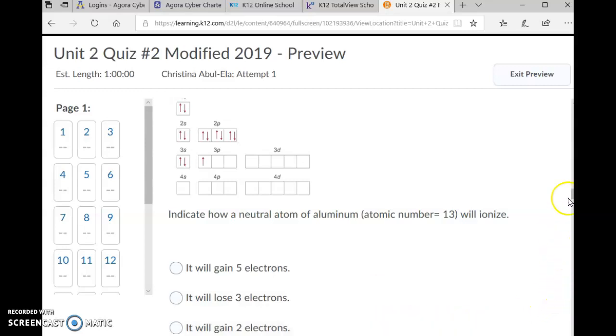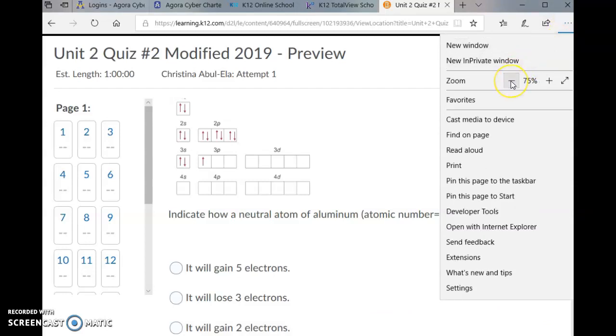Let's move up one more time. Maybe I can make this a little bit smaller so you could see the whole thing.